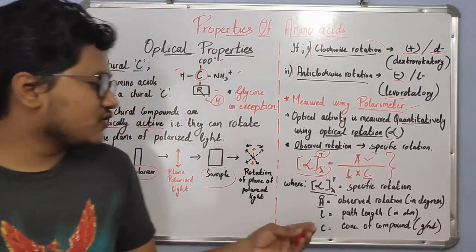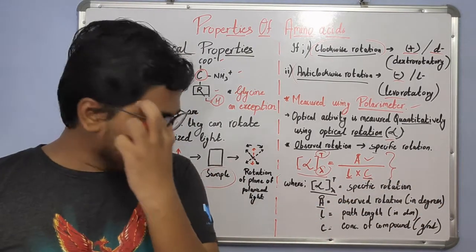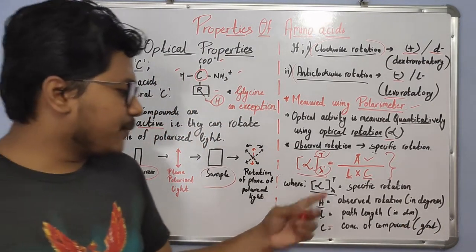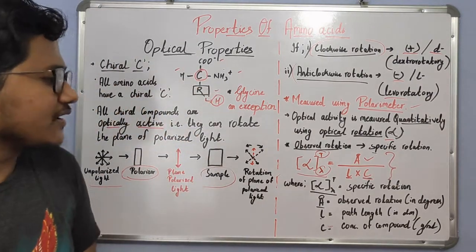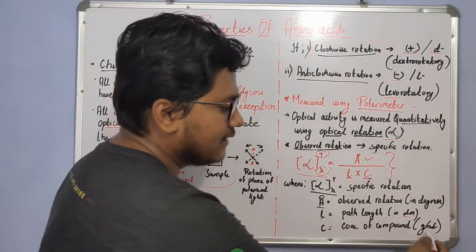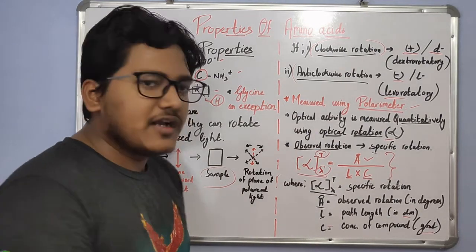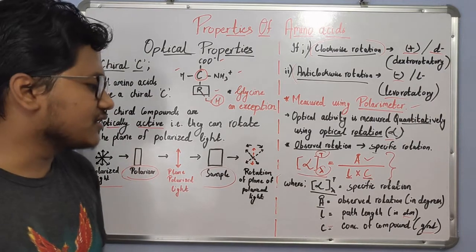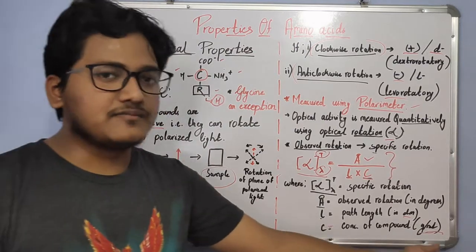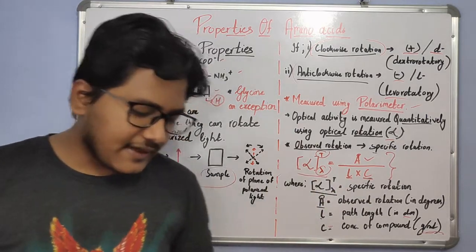So as mentioned, this alpha is the specific rotation, which is measured in degrees. Alpha naught is the observed rotation, which is in degrees. L is the path length and C is the concentration of the compound, which is measured in gram per ml. The path length is actually measured in decimeter, so always remember to convert the given dimension into decimeter. Questions can come with the concentration given in micromolar range or different concentration terms, so we have to convert this into specific measurement units, and then do the calculation.